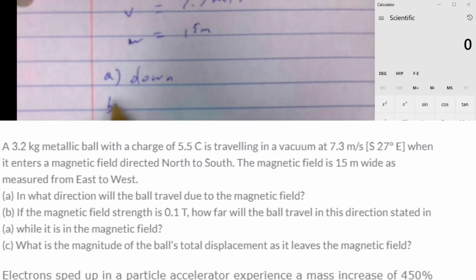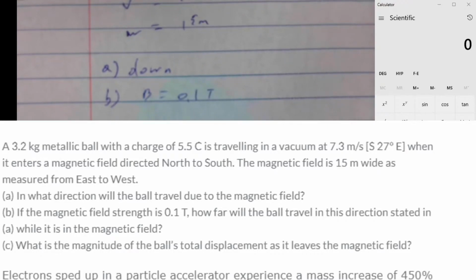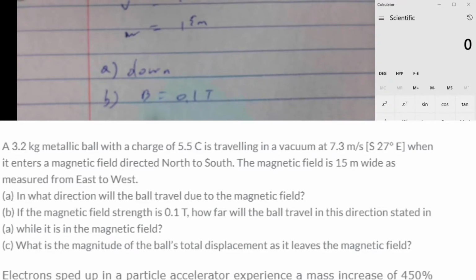For B, we're adding a new variable. We're adding that the magnetic field is 0.1 Tesla. How far will the ball travel in the direction stated in A? Oh, that's why it said that. In A while it is in the magnetic field. So if this is our magnetic field strength, what we need to do is look at how we calculate our FM. So I'll just hide this for now, and I'll slide something up here.